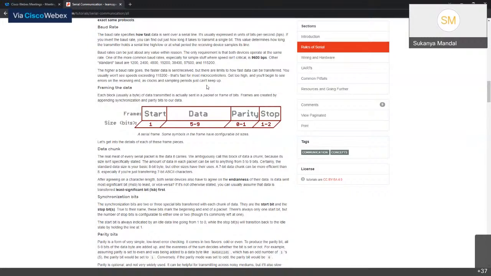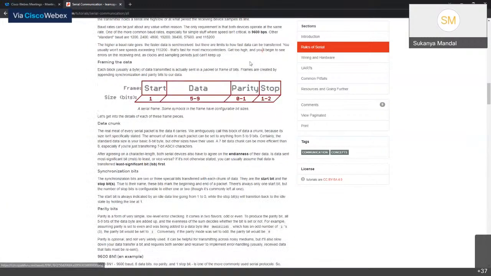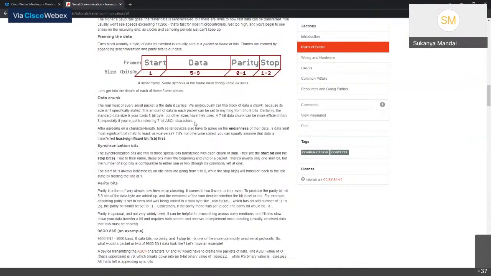115200, which is the maximum baud rate available at the microcontroller level on the Arduino IDE as well. If you go too high, you will begin to see errors on the receiving end, as clocks and sampling periods just can't keep up. So this needs to be noted: you can go to a maximum of 115200 baud, and the basic one to start with is 9600 baud. That pretty much does the job for the modes of communication. Anyway, talking about the data, or the bits that are transferred.